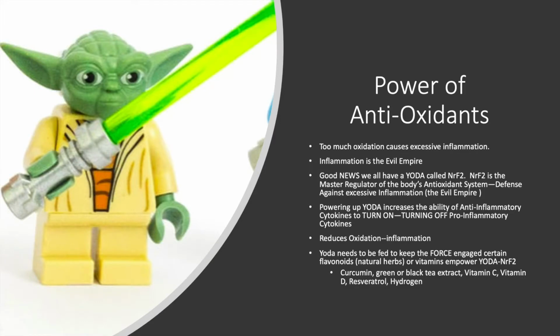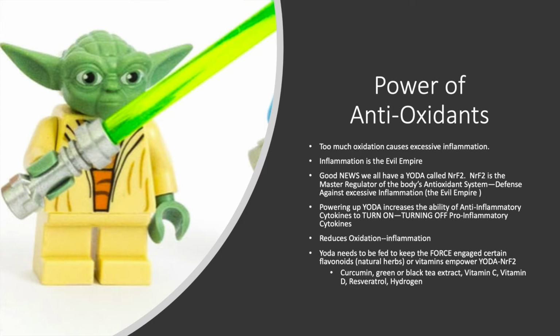Let's start with the power of antioxidants. We've heard of fruits and vegetables, the antioxidant power, but what actually does it do and how does it help control inflammation? Too much oxidation causes excessive inflammation. Inflammation, think of it as like the evil empire. The good news is we all have a Yoda called NRF2. NRF2 is the master regulator of the body's antioxidant system, the defense against excessive inflammation, the evil empire. So Yoda, again, is that master regulator, calming down that excessive inflammation.